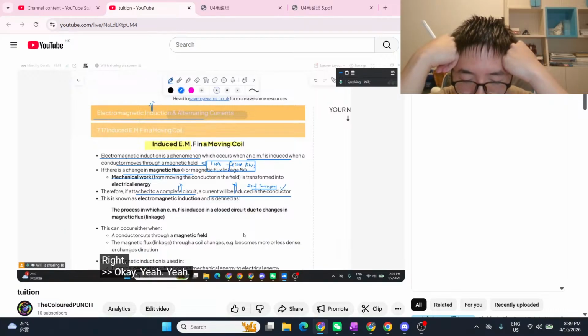If there is a change in magnetic flux or flux density, flux linkage, the mechanical work is converted into electrical energy. Therefore, if attached to a complete circuit, a current will be induced in the conductor.